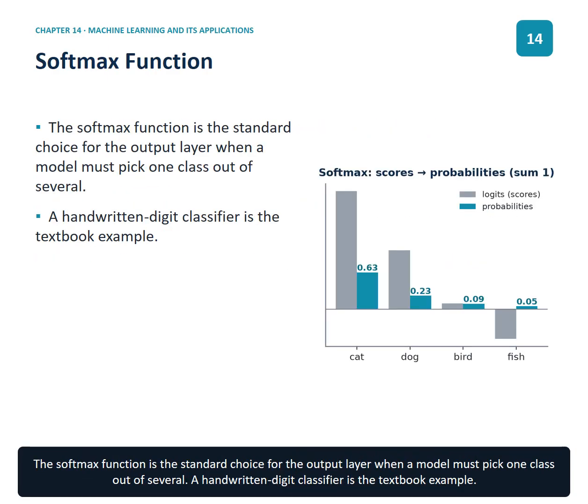The softmax function is the standard choice for the output layer when a model must pick one class out of several. A handwritten digit classifier is the textbook example.